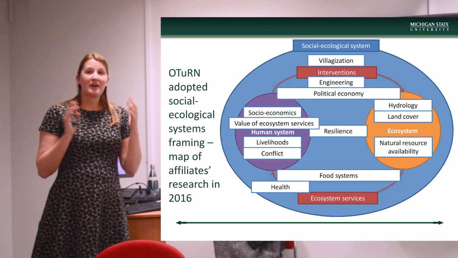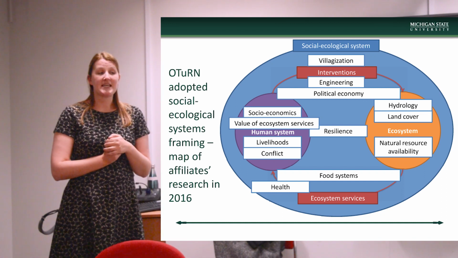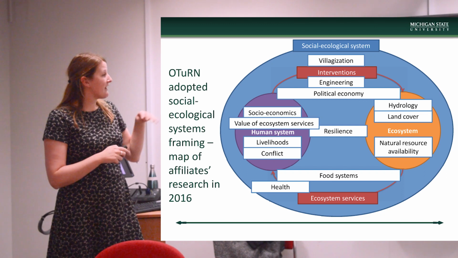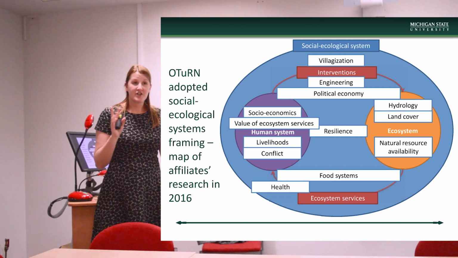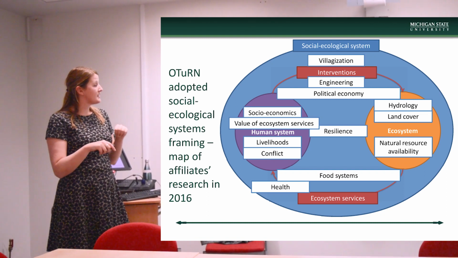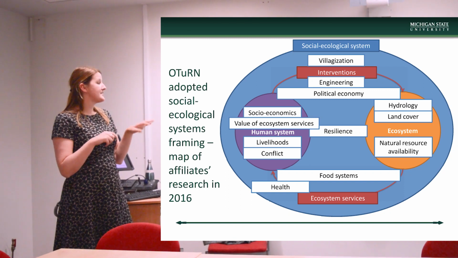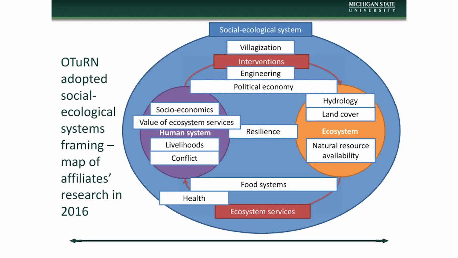When we first put OTERN together, we asked, what pieces of the social ecological system do we have covered already by our affiliates? And so these are the different research areas people were looking at. You'll notice it's not a full picture by any means, but we did have some hydrologists and remote sensors looking at land cover. There were a couple of ecologists and people from natural resources thinking about natural resource availability. On the social side, we had a lot of anthropologists studying livelihoods and conflict in particular, and then some economists. We had people, particularly from the political sciences, who were studying the villagization processes, which I'll get to, and how these engineering developments even came to be, and how they then had effects on the local social ecological system. And then I cross-cut the bottom part, looking at resilience and food systems.